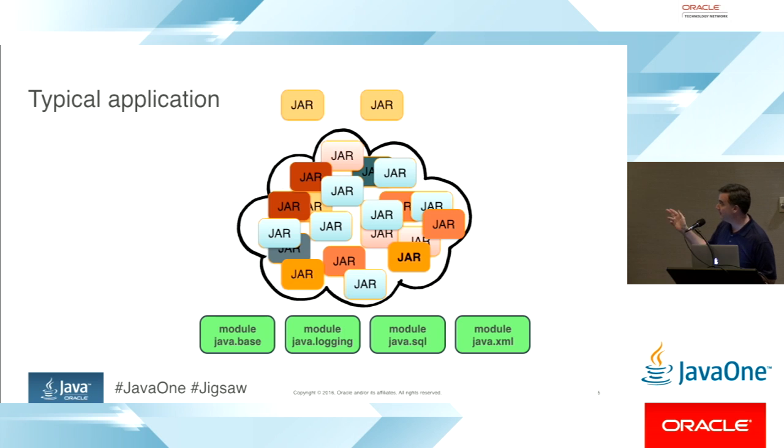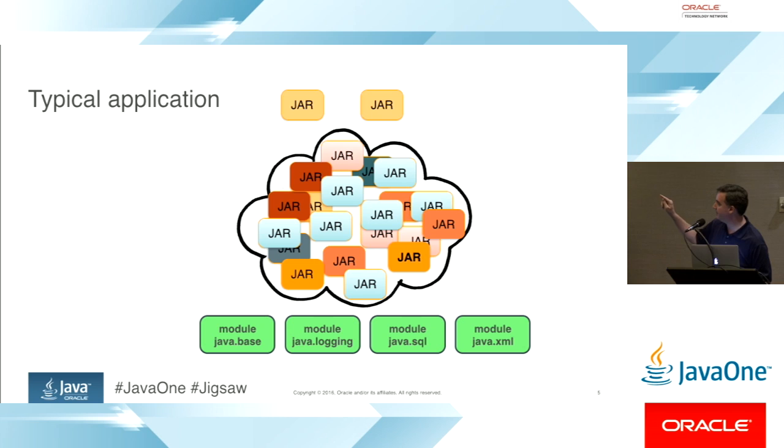In Project Jigsaw, we've turned the JDK into modules, such as java.base, java.logging, java.sql, and java.xml. Modules are good things. They're always in green. Their benefits are strong encapsulation, so that no one outside a module can access its internals, and reliable configuration, so modules know what they need and there's no need to set the class path. If this sounds good, you might be wondering how to turn your application into modules.